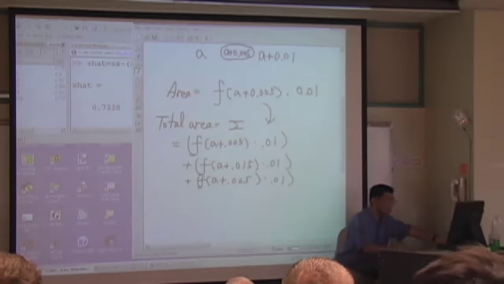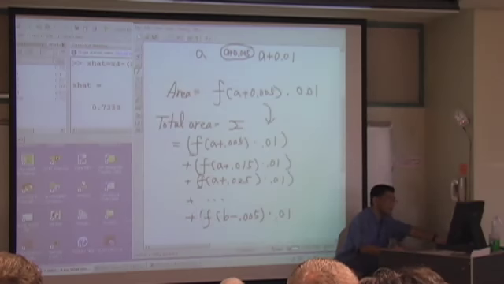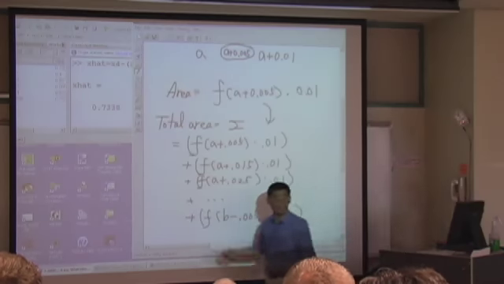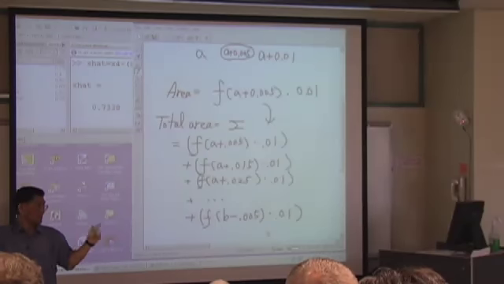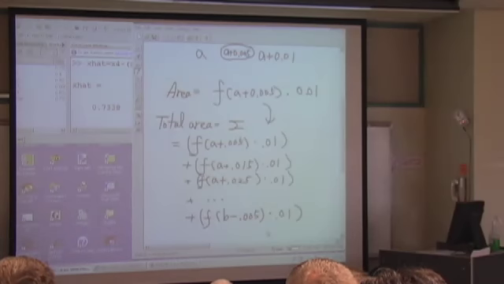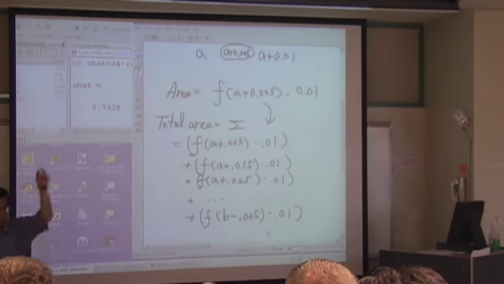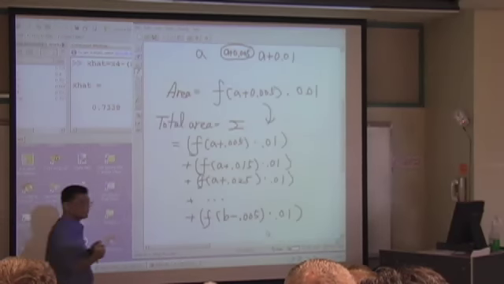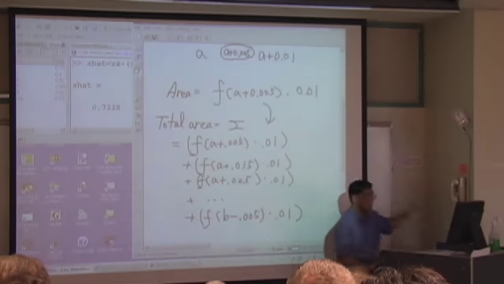We can go all the way through b, right? So the final point might be f of b minus 0.005 multiplied by 0.01. So this is the total area from A to B. So we are calculating the area from A to B using step size 0.01, so we accumulate the thin areas this way. Any questions?